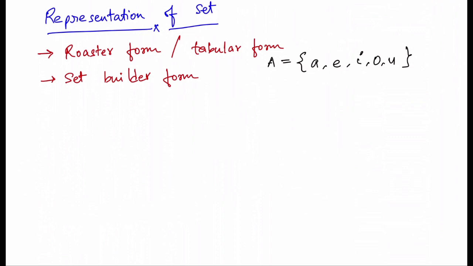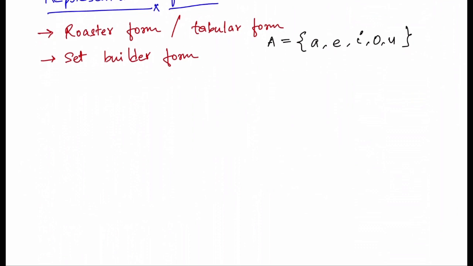Now we can also represent the set in the set builder form. In set builder form, we basically write the property of all the elements of the set. Now, what is the property of all the elements in this set? You can see all these elements are vowels of the 26 alphabets. These five are vowels. That is the common property of all the elements in this set. So in set builder form, we will write this common property.